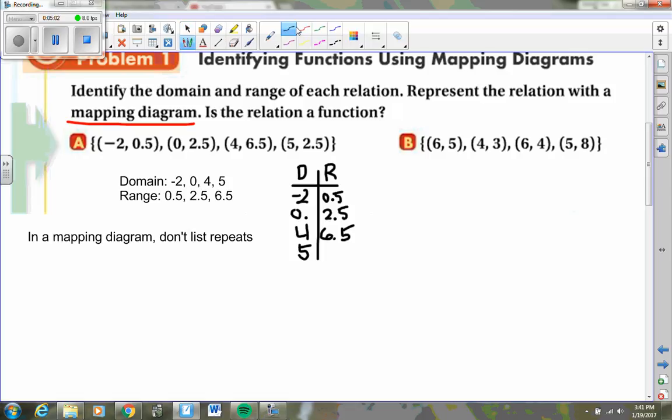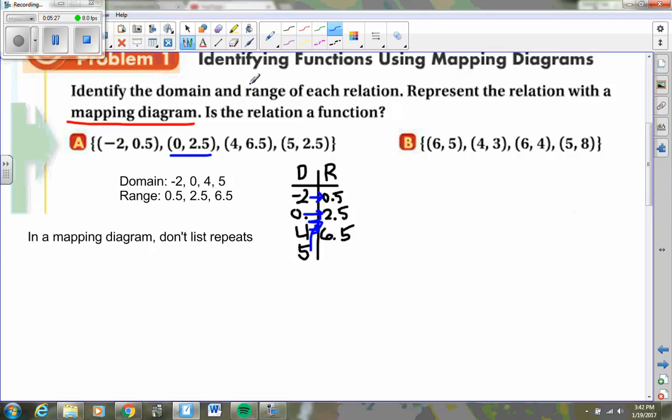Now I'm basically ready to finish my mapping diagram here, and all I do in a mapping diagram is connect with arrows the domain numbers to their range numbers. So the -2 goes with the 0.5, the 0 goes with the 2.5, from up here, the 4 goes with the 6.5, and then the 5 also goes up with the 2.5. So I just list out my domain and my range, and then I connect them with arrows.